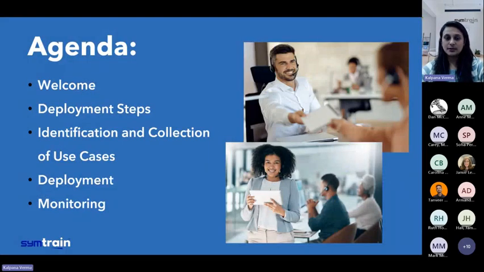So, the agenda for the day, to give you an idea of what we're going to talk about. One is deployment steps: what you need to keep in mind about your objective, your stakeholders, and your challenges. All the planning steps we are going to discuss in depth here.